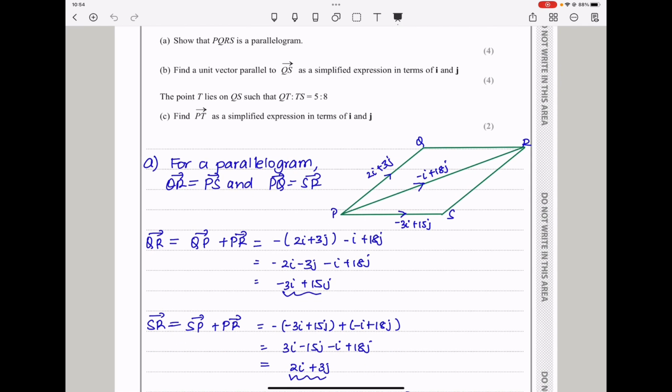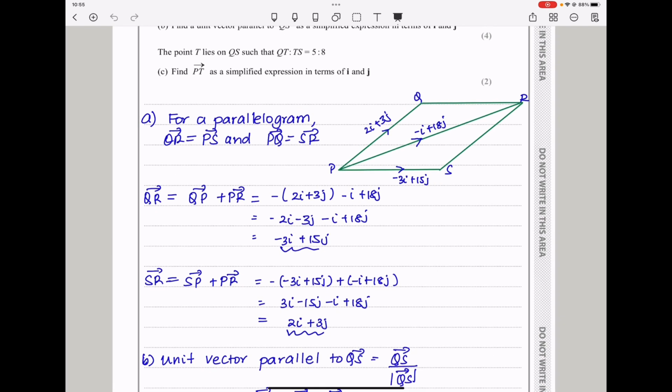So I began by finding vector QR to see if it will give me that. And again, in this sketch, I also included vector PR, which was given. Using this sketch, we can see that vector QR is equal to vector QP plus vector PR. But vector QP is going to be the negative of this whole vector, which is what I put here, plus that, which is -i + 18j. And when I collected the like terms, I got -3i + 15j, and that is vector QR. And actually, you can see it's equal to vector PS.